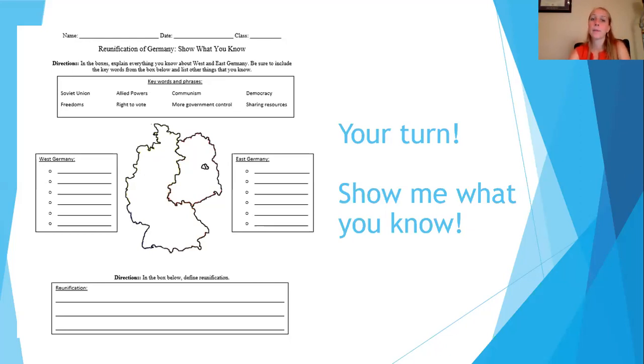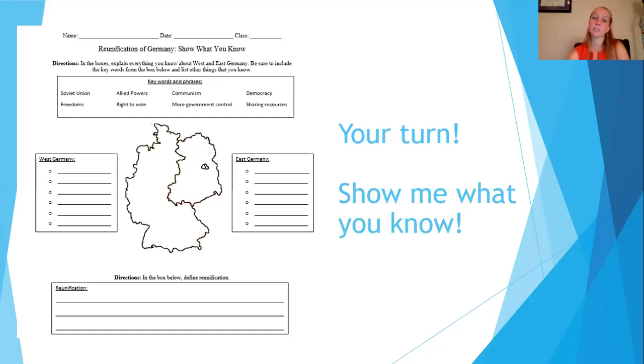At the top, I have keywords and phrases. Students should fill in where it says West Germany, any of the phrases that go with West Germany. So the answer key for that would be Allied power, democracy, freedoms, right to vote. And then they could put any more that they came up with themselves. So anything else that they know about what happened in West Germany, maybe they want to put the United States or France, United Kingdom, something like that. They could add any of that.